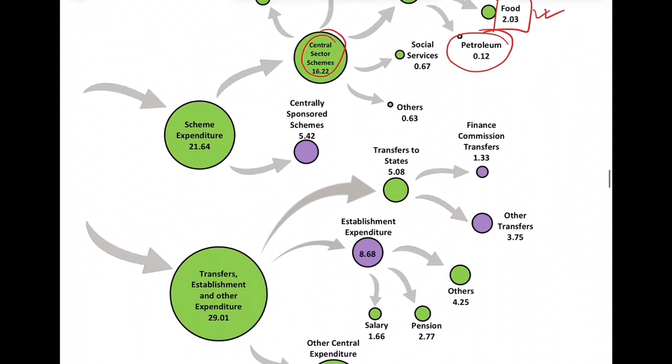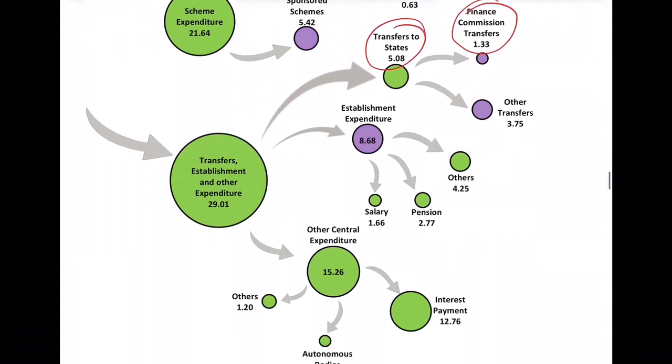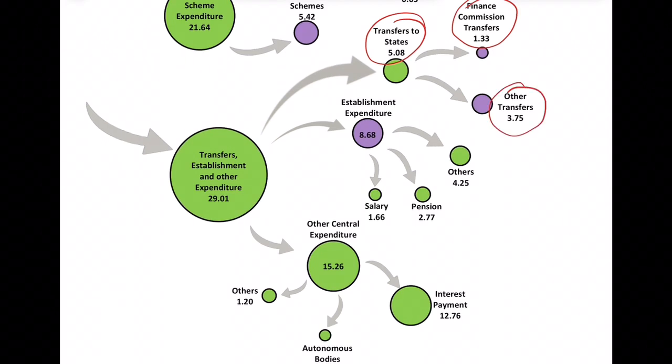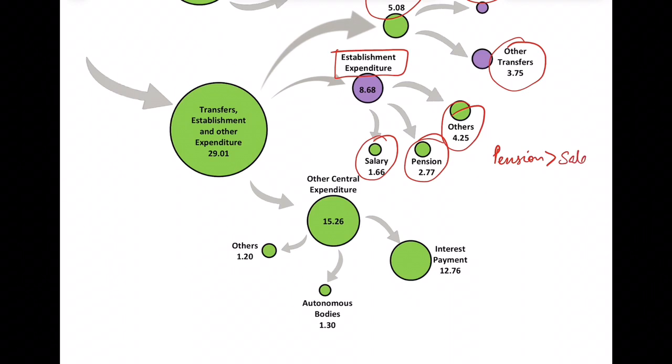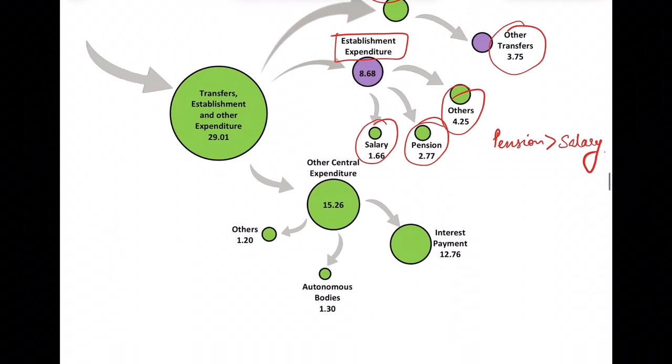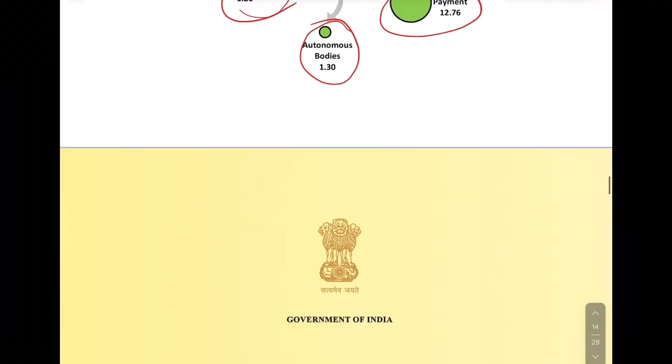Similarly, we can see other scheme transfers to the state, then Finance Commission, and then other transfers, then establishment expenditure like salary, pension, and other. One can see that pension is more than salary, interest payment, autonomous bodies, and others.